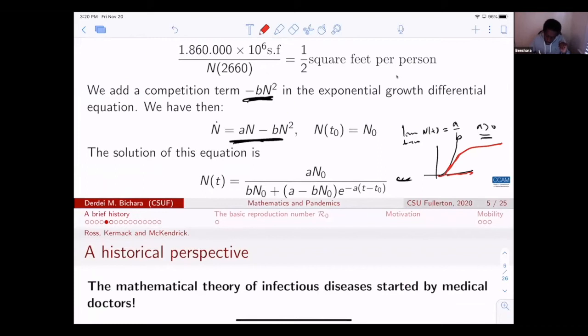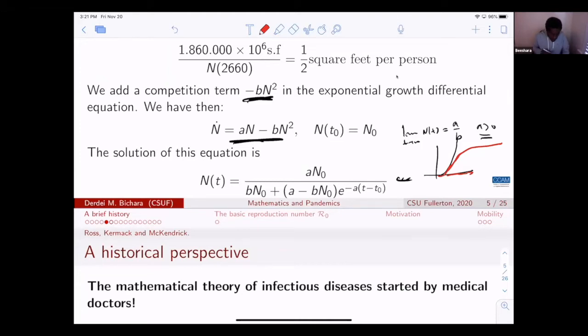And if we use the previous estimate where r equals 2%, the logistic model will project 10 billion people. So it says the population cannot exceed 10 billion. And right now we are at 7 billion. So it's not that bad. Maybe it will change. All right.